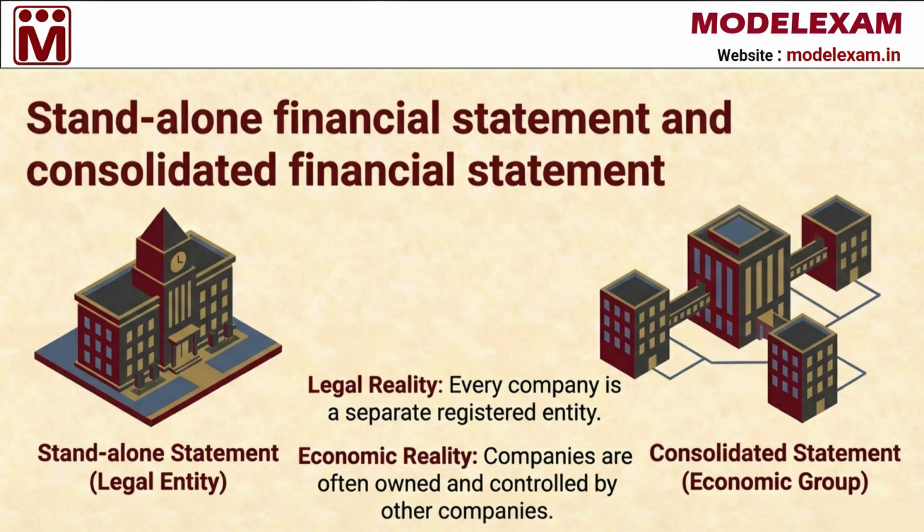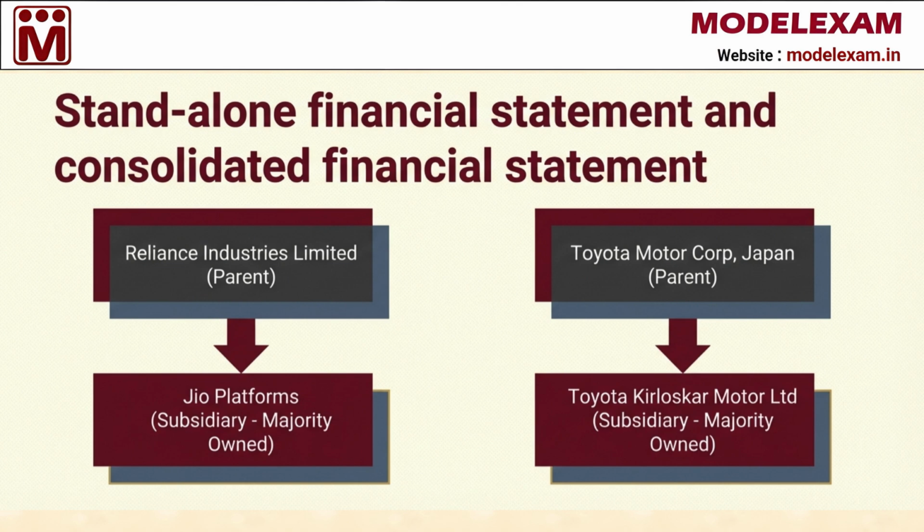Now, let us move to a slightly more complex topic, which is the difference between standalone financial statements and consolidated financial statements. Here, we have a conflict between legal reality and economic reality. Legally, every company is a separate registered entity. However, the economic reality is that companies are often owned and controlled by other companies, forming a large group. Let us look at some examples to understand this.